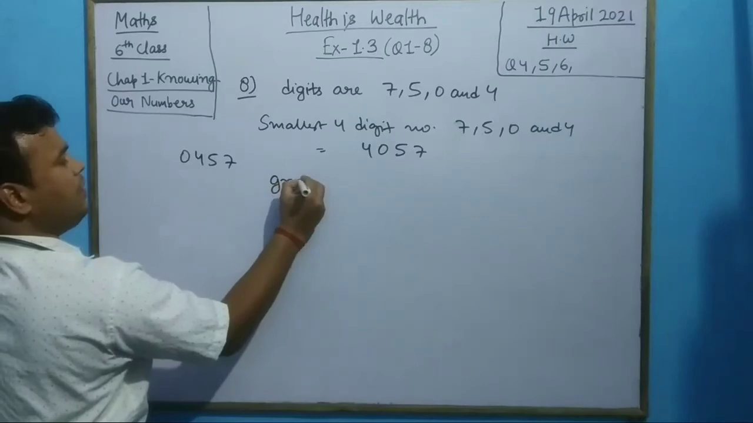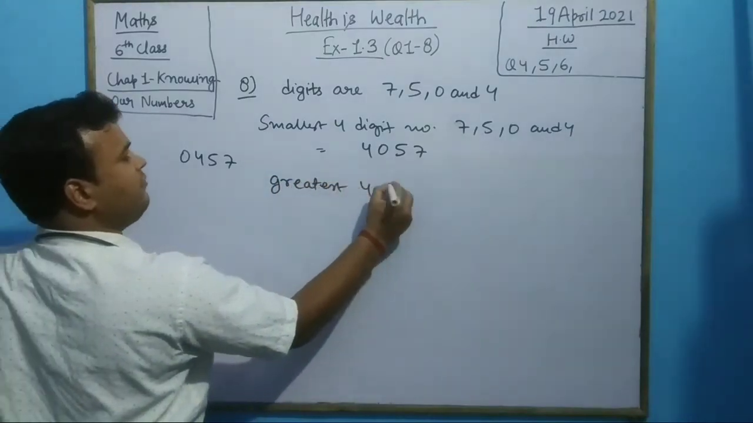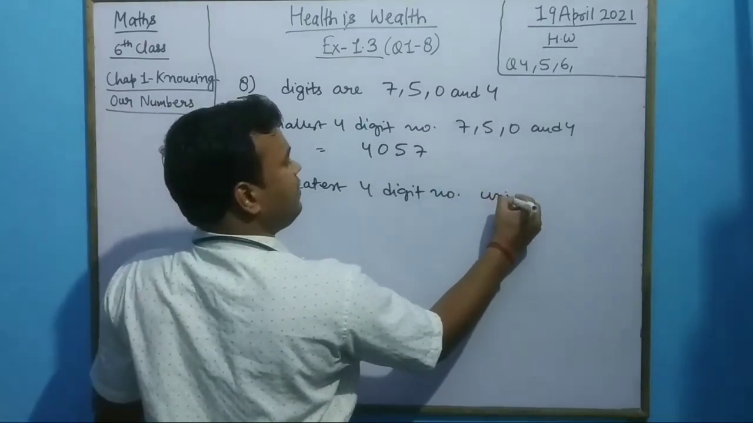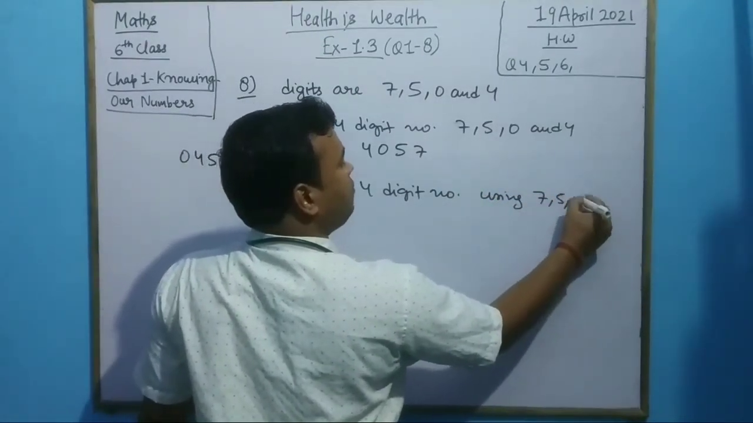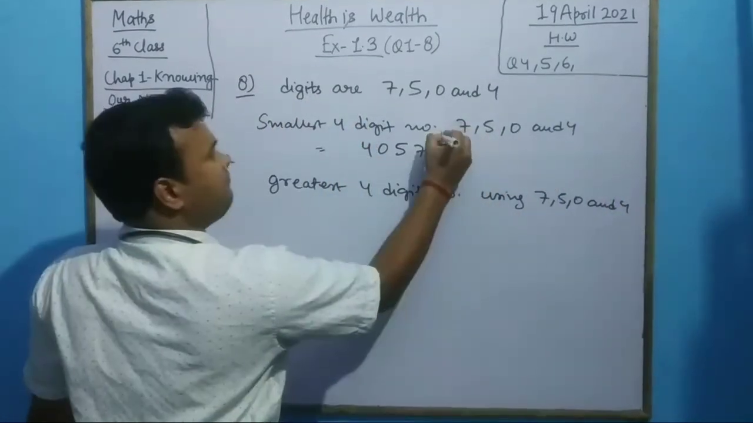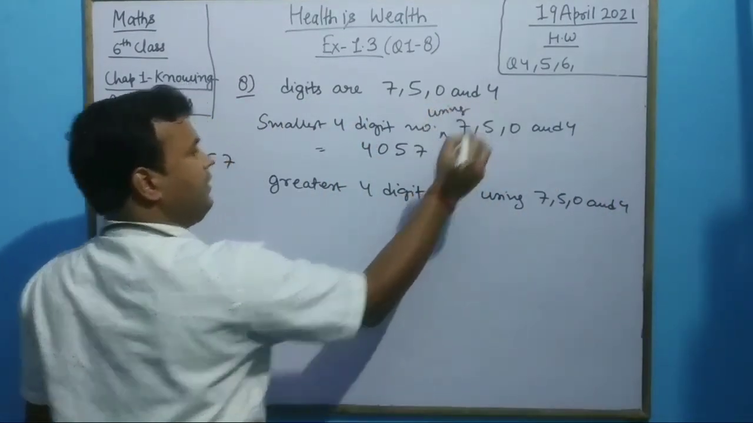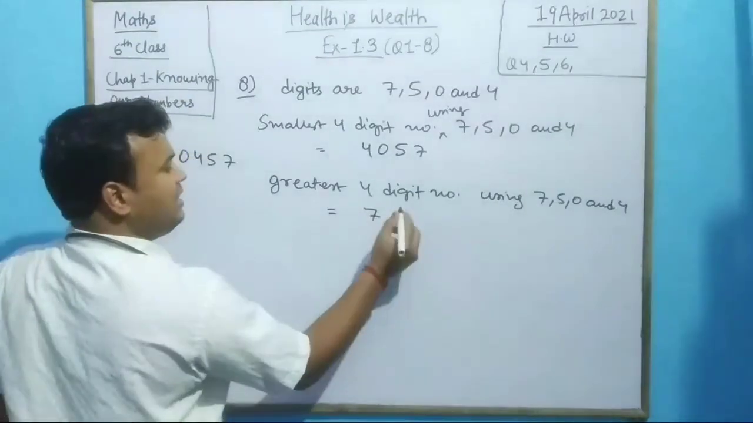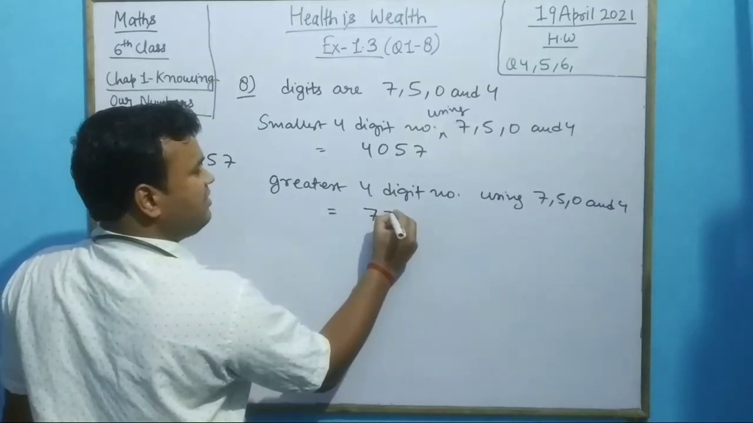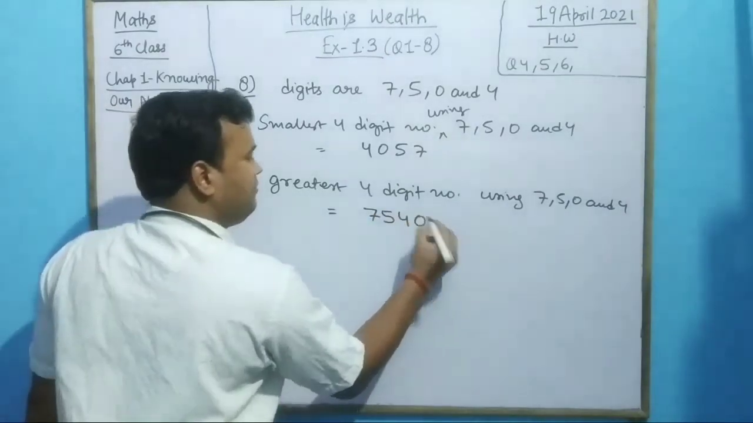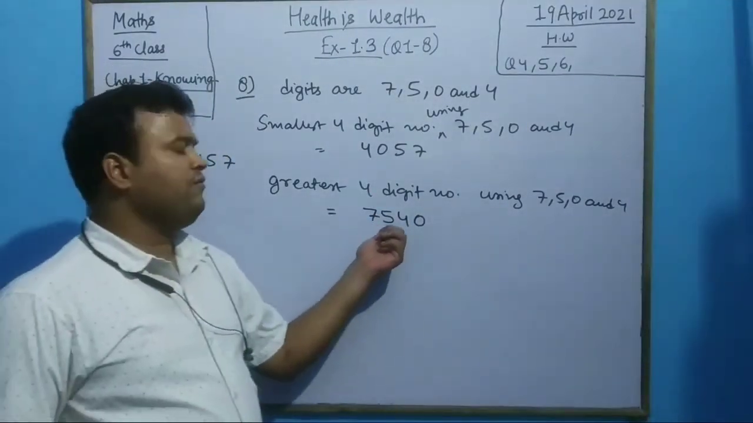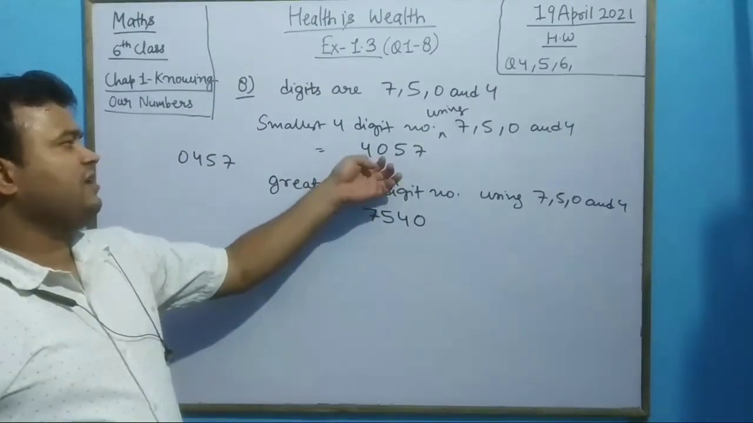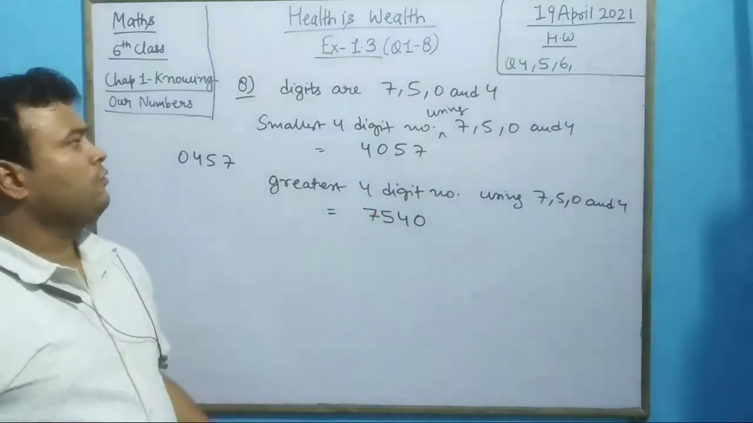Now the greatest 4-digit number using 7, 5, 0 and 4. Here I have missed the word using. So let us take the greatest digit, that is 7, then the smaller than this is 5, then 4 and then 0. So 7,540. This was the greatest 4-digit number and the smallest is 4,057.